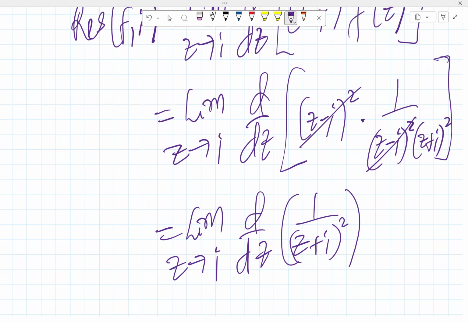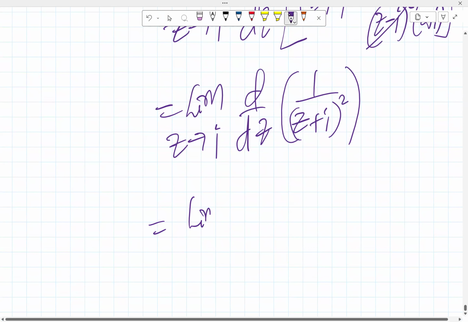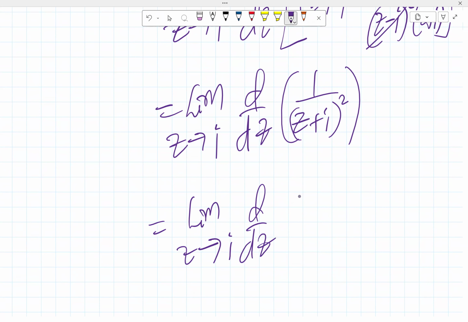So that's what we get. So we need to do the differentiation. To differentiate that, we still have limits as z approaches i. To differentiate this, we can say d/dz of (z + i) raised to minus 2. Okay, that makes life easy for me usually.